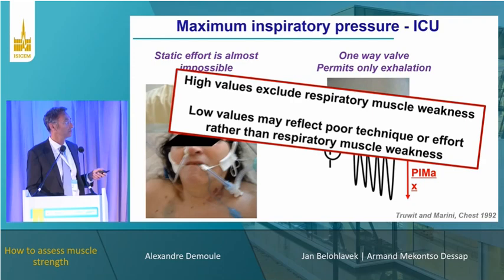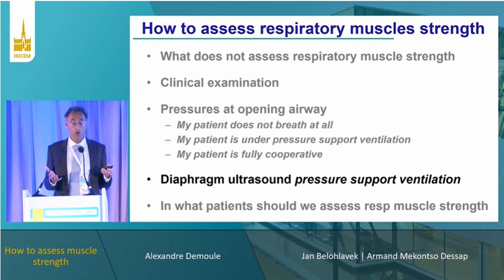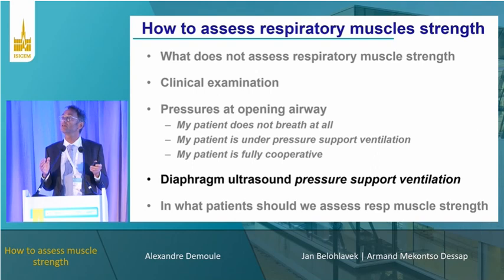Then we have diaphragm ultrasound. So diaphragm ultrasound to measure diaphragm strength should be used only when the patient triggers the ventilator. You cannot use diaphragm ultrasound to assess diaphragm strength if the patient is fully relaxed. It doesn't work, because to evaluate diaphragm strength with ultrasound, you need that there are diaphragm contractions, basically.